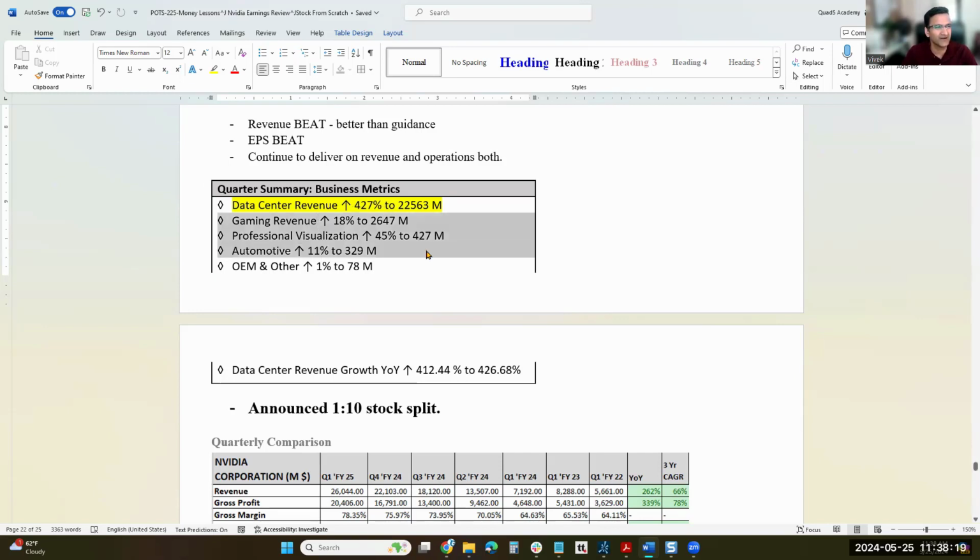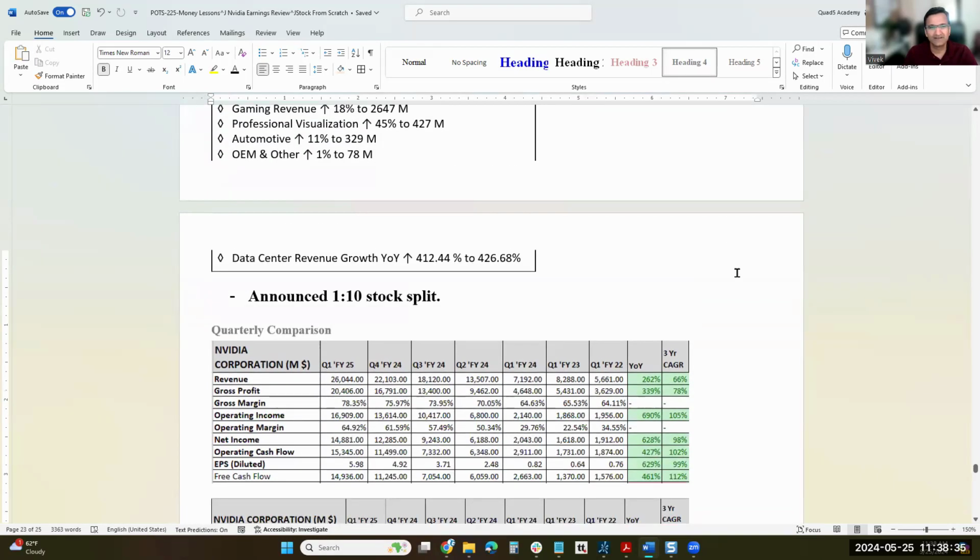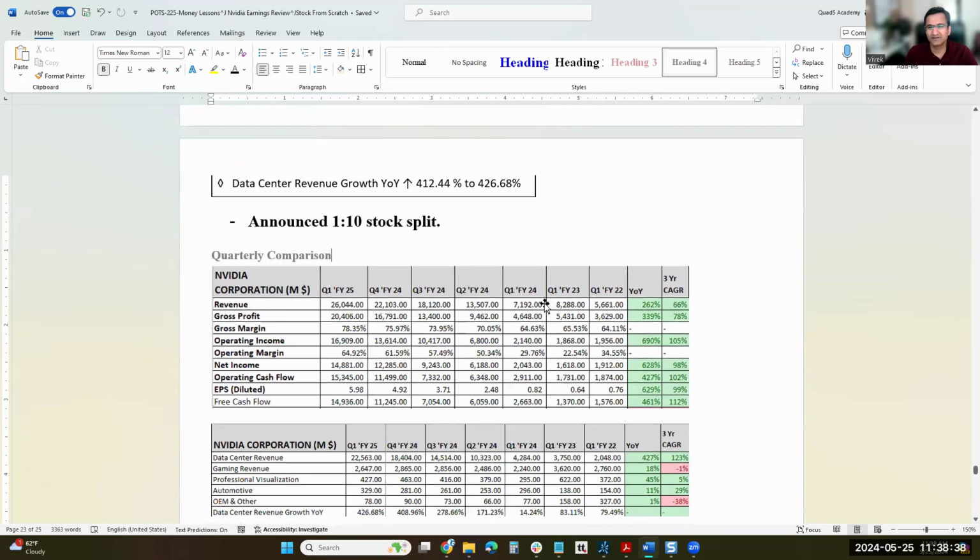Others are like 18, 40%. But all its valuation is based on what its data center revenue is doing. And it did $22 billion. And it announced a 1:10 stock split. So Nvidia will go down maybe to less than 200 in a month. If you're waiting to buy Nvidia at less than $200, you will get an opportunity. No, I'm just kidding, right? It's just a stock split, it doesn't change the business.